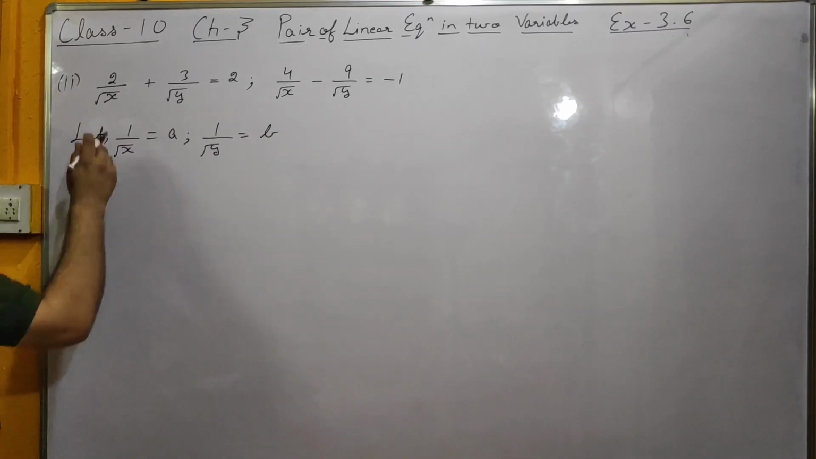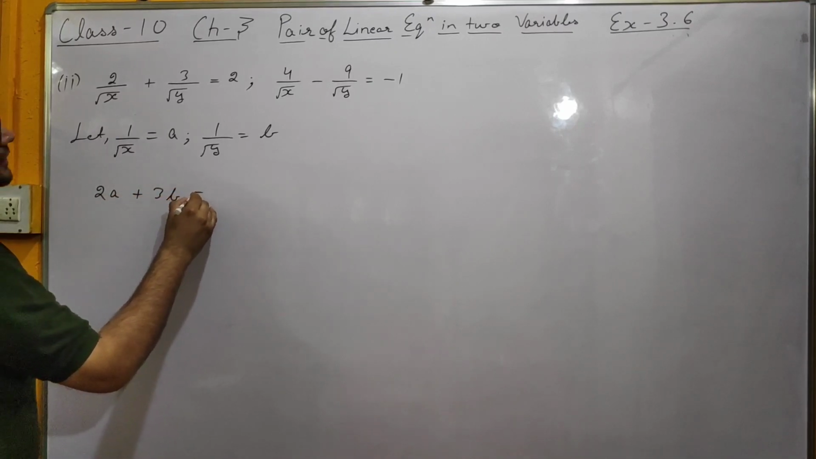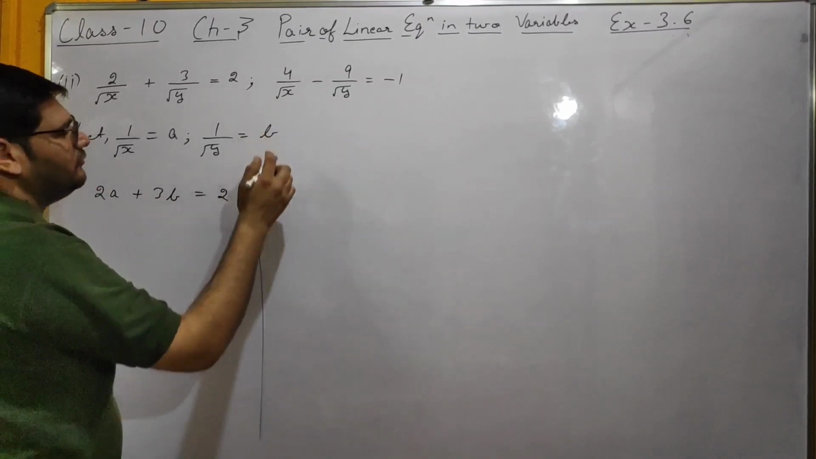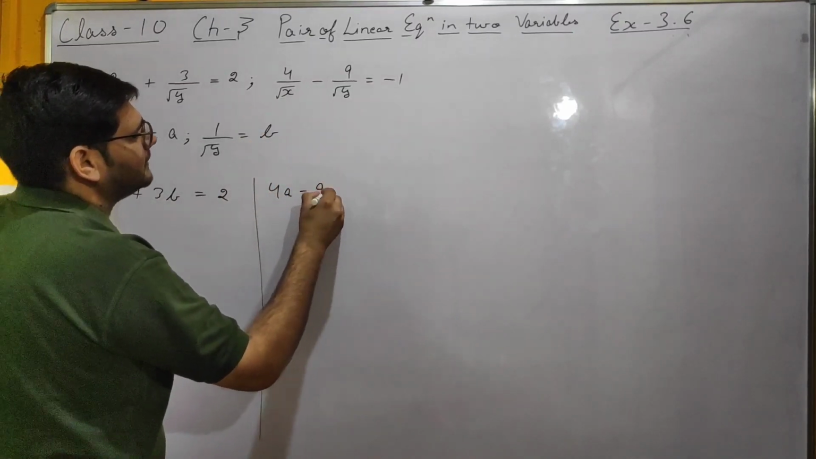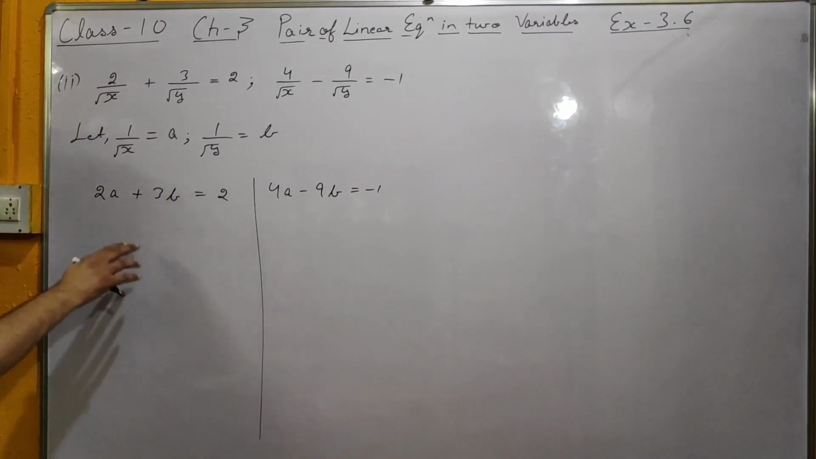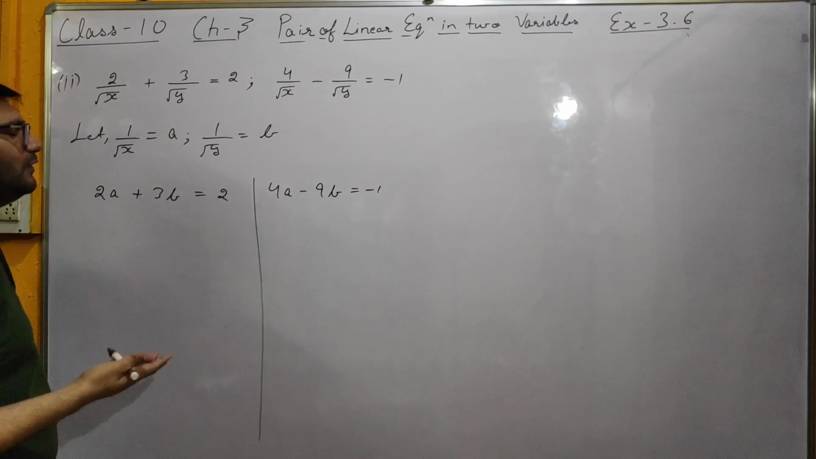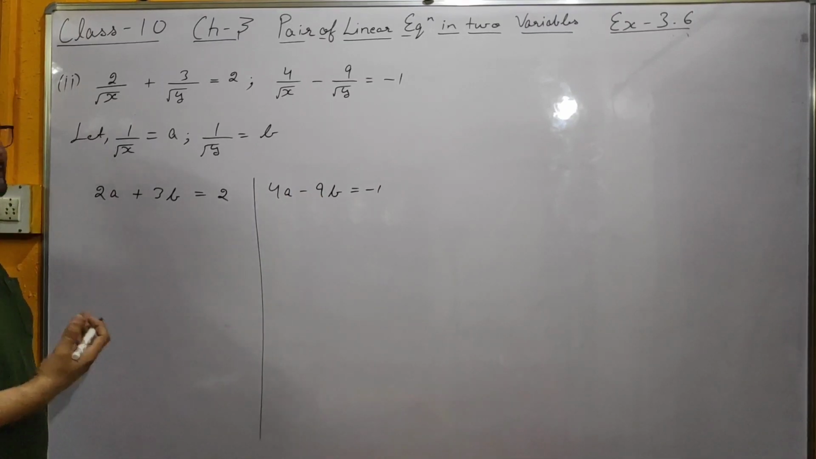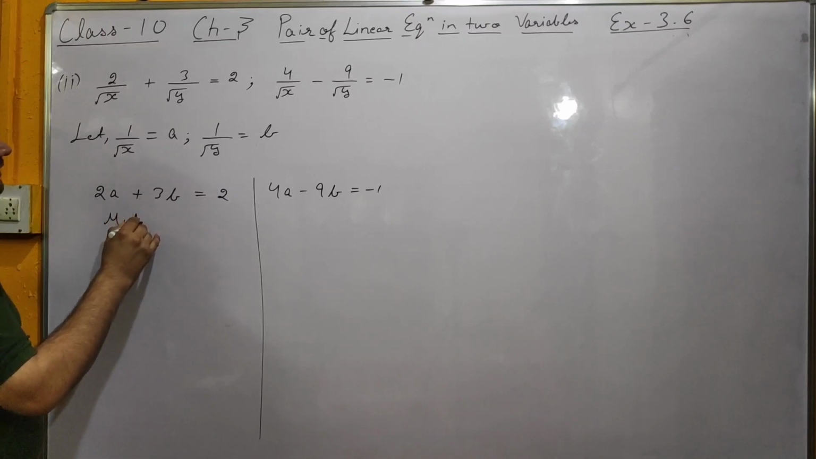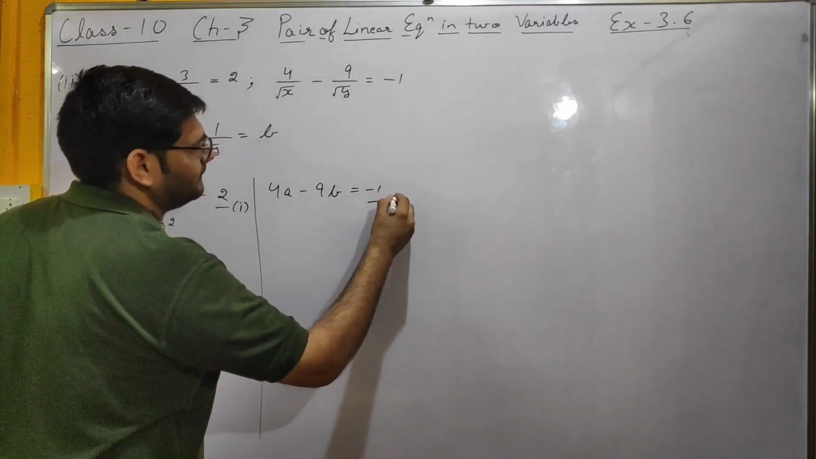Now what to do? The first equation is 2a plus 3b equals 2, and the second equation is 4a minus 9b equals minus 1. Now you can see 2a and 4a, 3b and 9b. What can we do? Let's use the elimination method. We'll multiply the first equation by 2. This is our first equation, and this is our second equation.